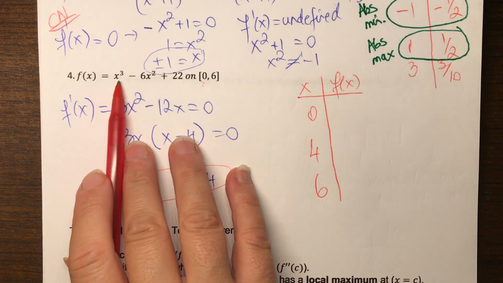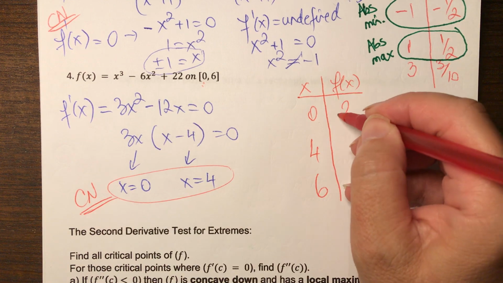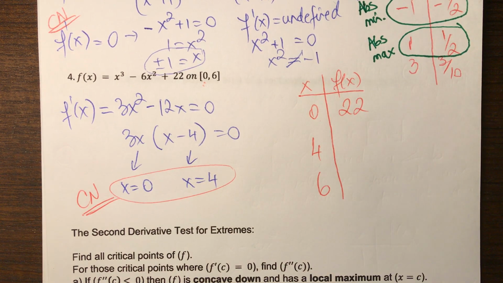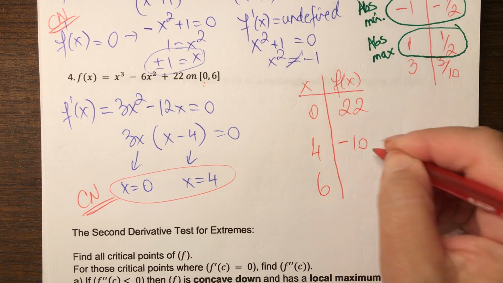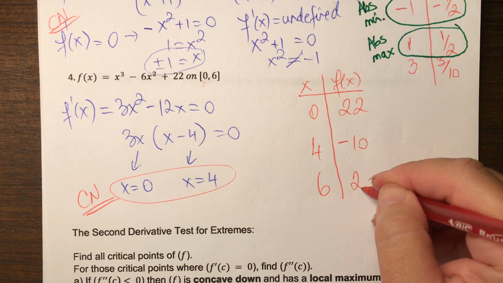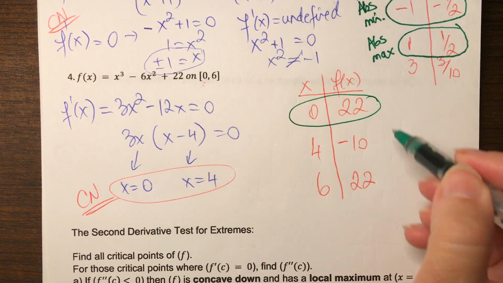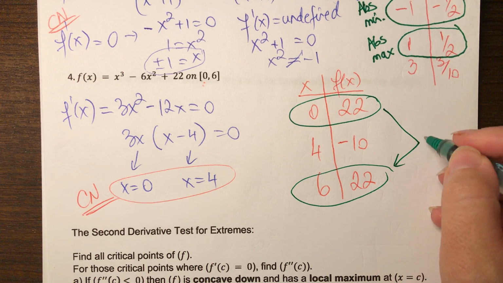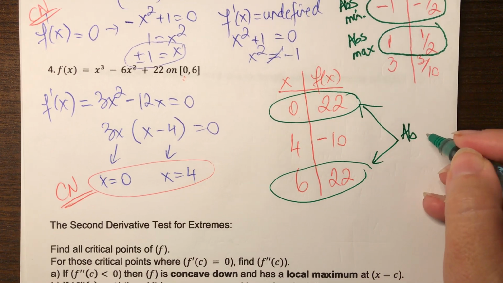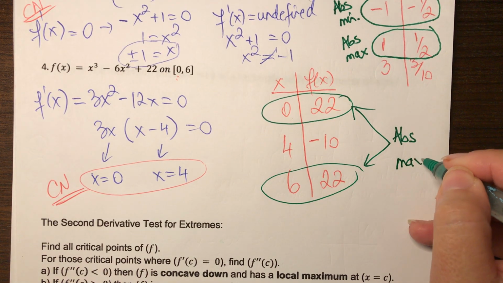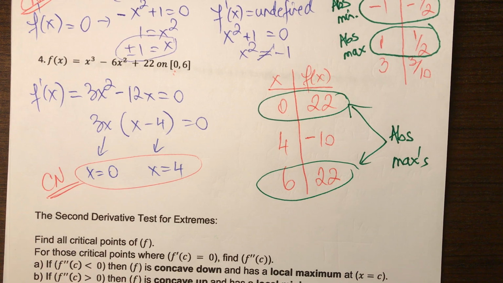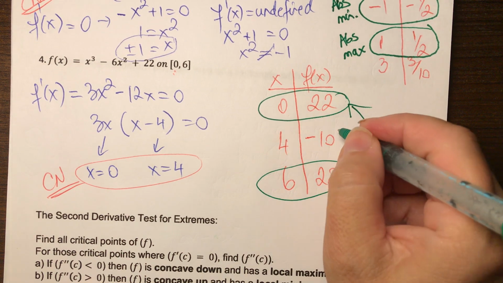Plug it all in here into the function. Plug in a 0, you'll get a 22. I have the other values. 4 cubed, that takes me a little bit longer. But plugging in a 4, I'm going to get a negative 10. And plug in a 6, I'm going to get a 22 again. Okay, so which one's the highest? Both of these. So I have 2 absolute maximums. Okay, which one's the lowest? This one here.